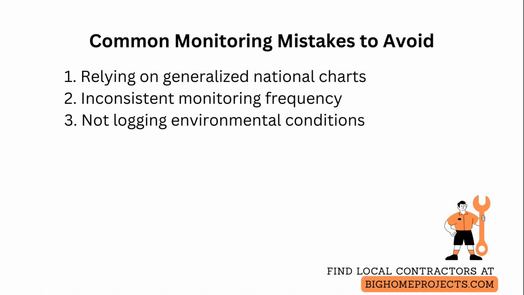Another issue is inconsistent monitoring frequency, which misses population spikes, so set recurring alerts and commit to twice-weekly checks during key windows. People often skip logging environmental conditions and lose adaptive insight, so keep a simple, consistent log of counts and weather and review it monthly to adjust timing.